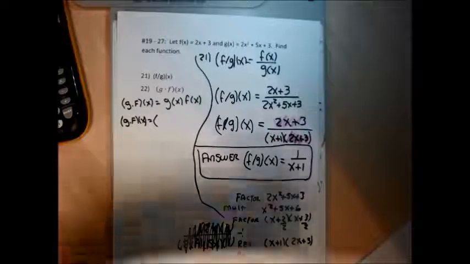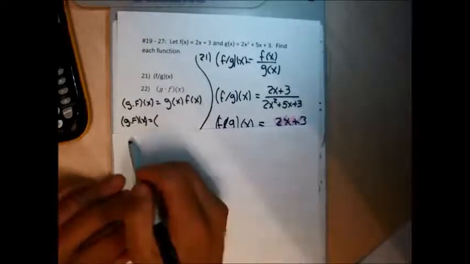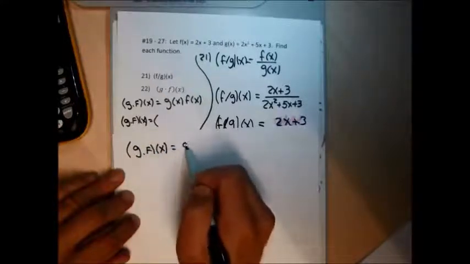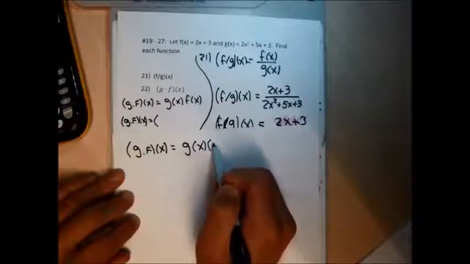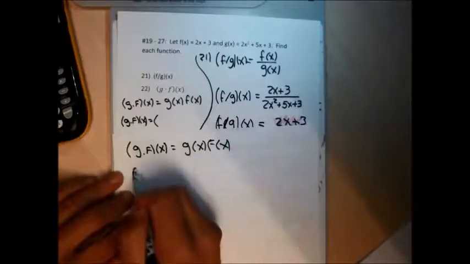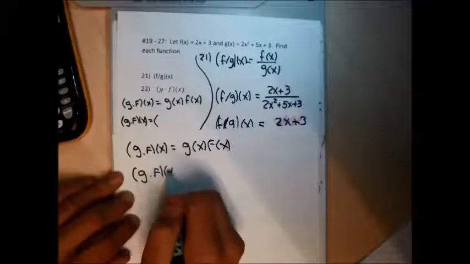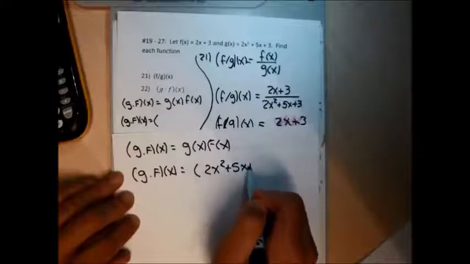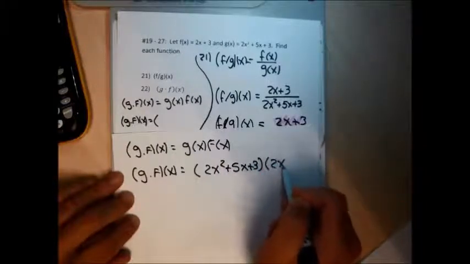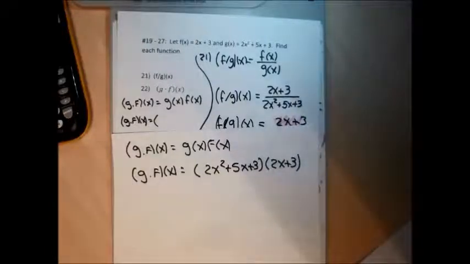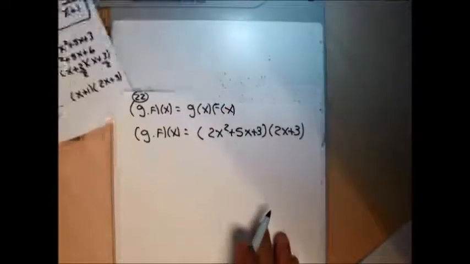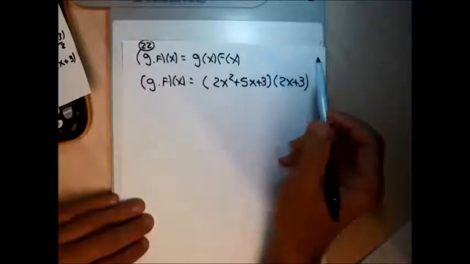I don't have room on this sheet, so let me pull out another sheet here. So g times f of x equals g of x times f of x. So g times f of x equals g of x, 2x squared plus 5x plus 3, times f of x, 2x plus 3. That's factored. If I wanted a factored answer, I'd probably just leave it right there. But usually we want you to do a little bit of algebra, and this is nasty algebra. I'm going to clear these parentheses by doing 6 multiplications.